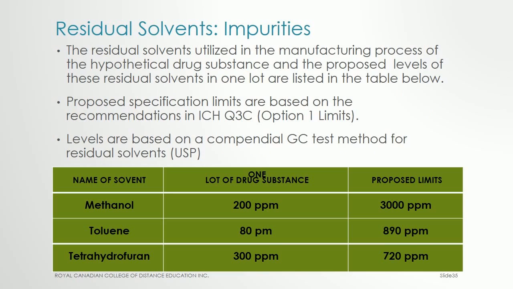Residual solvents, impurities. The residual solvents utilized in the manufacturing process of the hypothetical drug substance and the proposed levels of these residual solvents in one lot are listed in the table below. Proposed specification limits are based on the recommendations in ICH Q3C, Option 1 limits. Levels are based on a compendial GC test method for residual solvents found in USP.